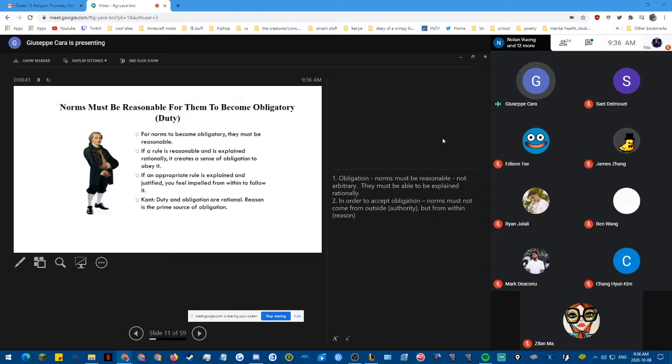In order to accept obligation, norms must not come from outside authority, but from within your own reasoning. This is what it means to make it your own. And this is where the other has to rationally explain and justify every rule. Wearing a uniform is good because it brings you pride as a community. If you play in a soccer game, you want to wear a uniform. At school, everyone wears the same uniform in a game competing. So why can't you do that at school?